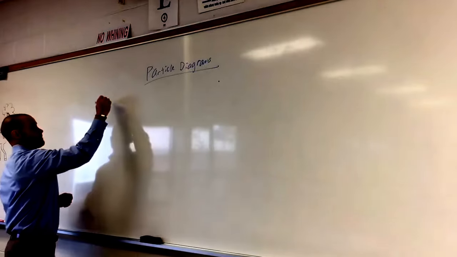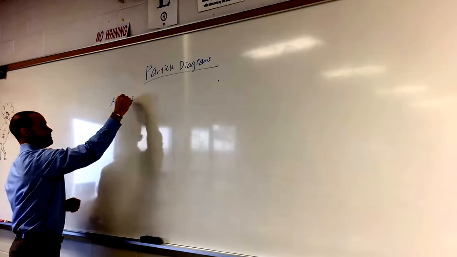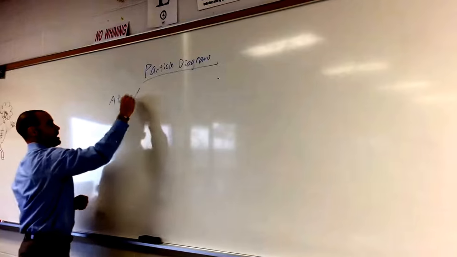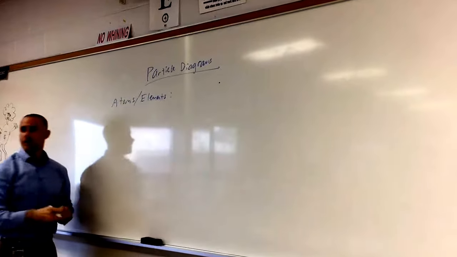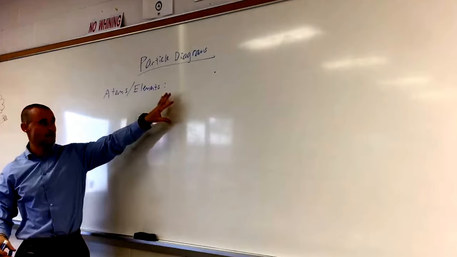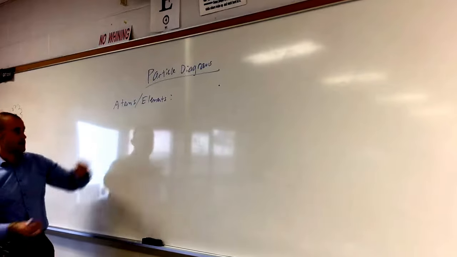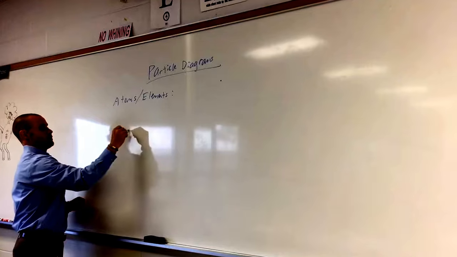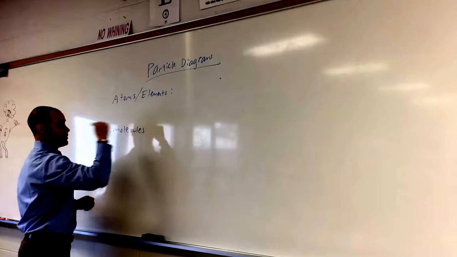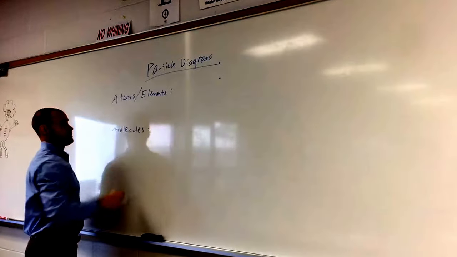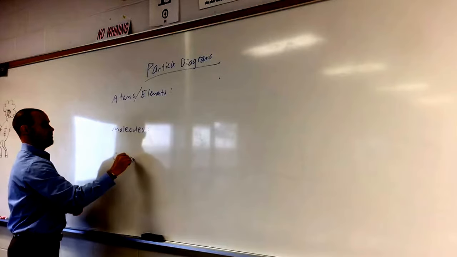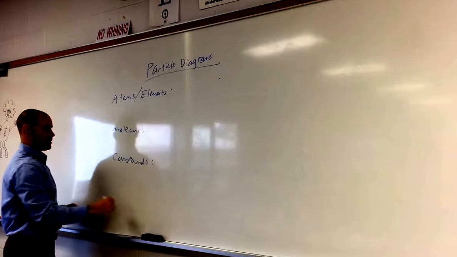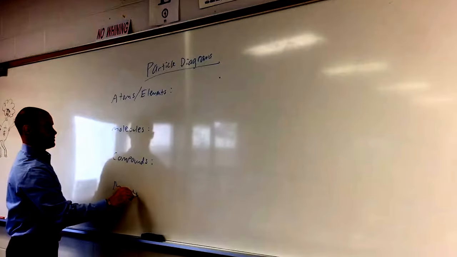Let's do it this way. Let's write atoms / elements. And you're going to be drawing some pictures of them next to that. Maybe skip a couple lines. Molecules. Skip a couple lines. Compounds. Skip a couple lines. Mixtures.